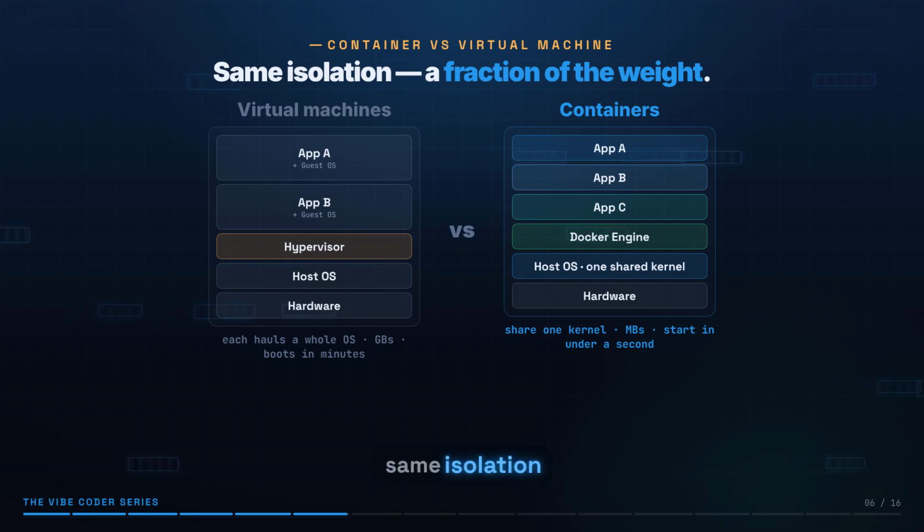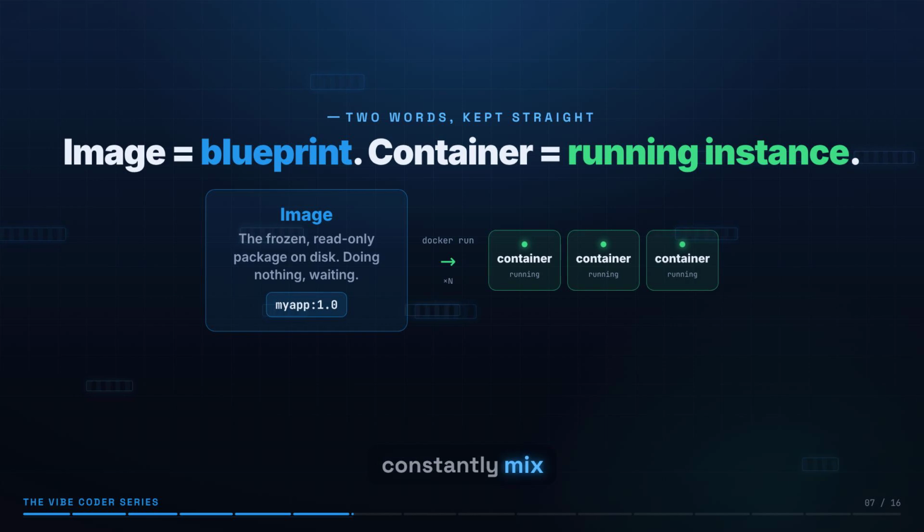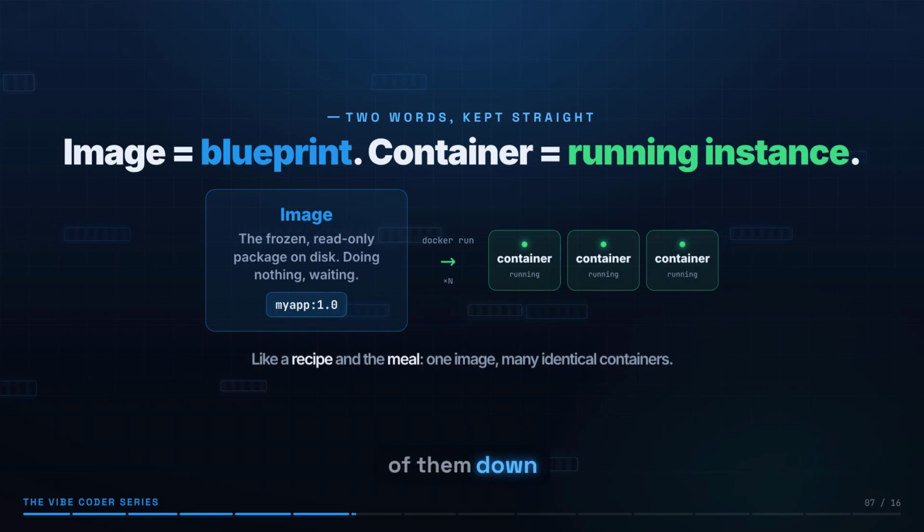The same isolation, at a tiny fraction of the weight. There are two words people constantly mix up here, so let us nail both of them down cleanly. An image and a container are not the same thing at all. An image is the blueprint. It is the frozen, read-only package that holds your app and its whole environment, just sitting there on disk, doing nothing, patiently waiting to be used.